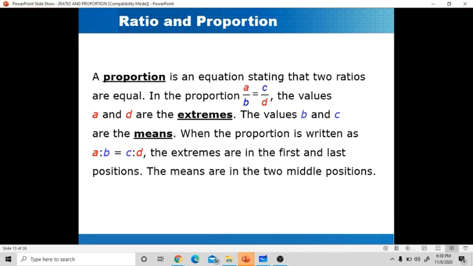Hello math learners! In this video, we will discuss proportion. This is the continuation of our lesson, ratio. A proportion is an equation stating that two ratios are equal.